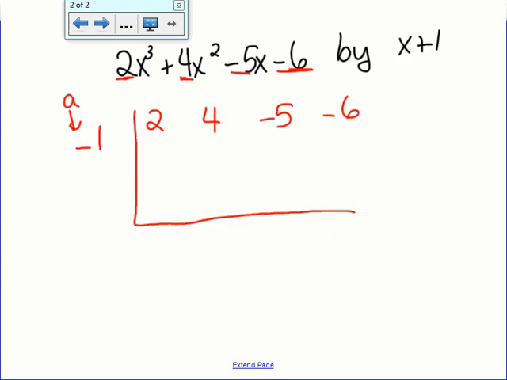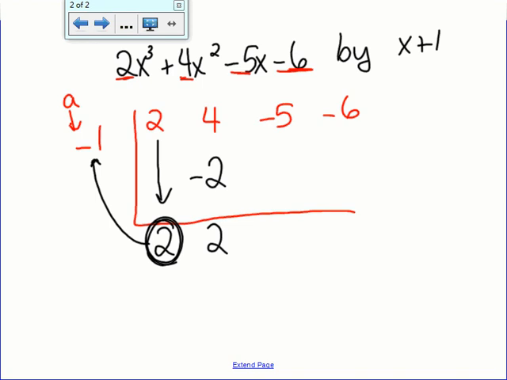All right, so the very first thing I do is bring down the first coefficient. So that guy's going to hang out right at the bottom there. Then I'm going to take him, and I'm going to multiply this guy by a. Okay, so I'm going to take 2, and I'm going to multiply it by -1. That answer is going to be written right underneath the next coefficient. Okay? Then you're going to add. So I'm going to go 4 plus -2 gives me +2. And I'm going to write that there.